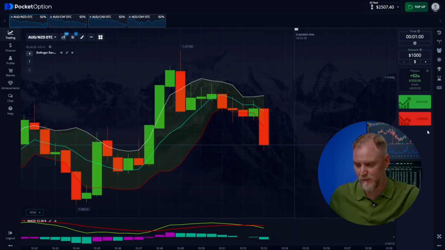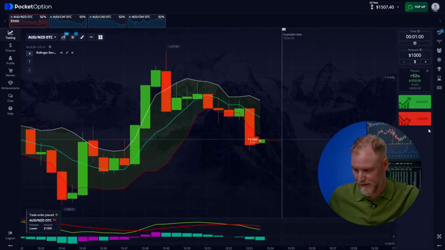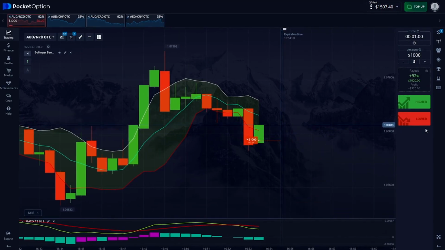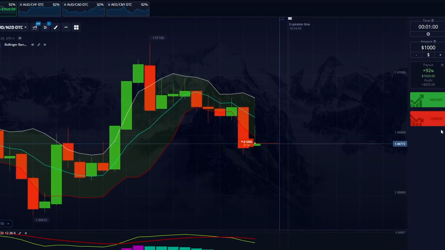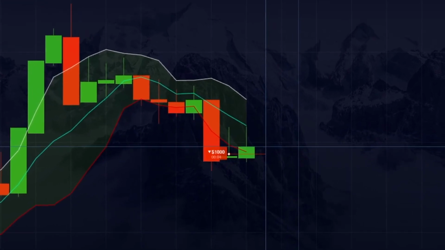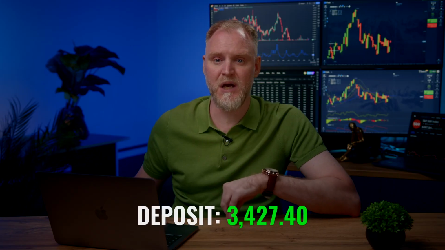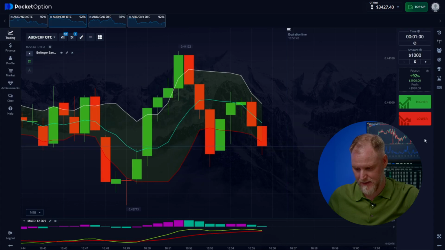Back to the Aussie and Kiwi pair, sticking with the same investment amount and going short. It seems both indicators suggest that the downtrend isn't over yet, so and with the help of our amazing indicators, we're now at 3,427. Now we have the Aussie and Swiss pair. Investment amount remains unchanged and going long.